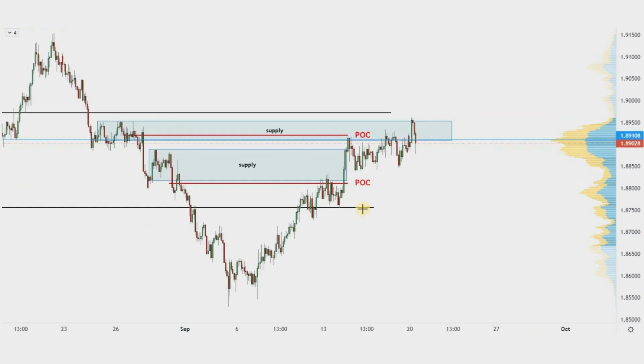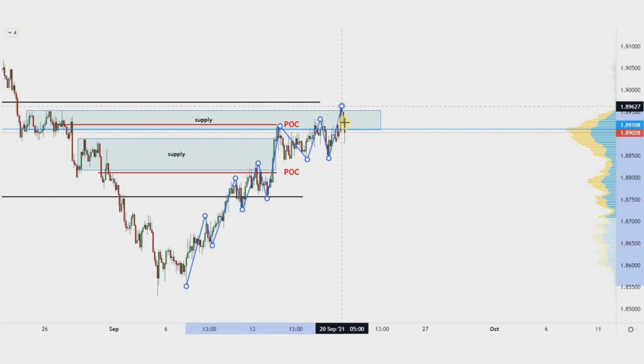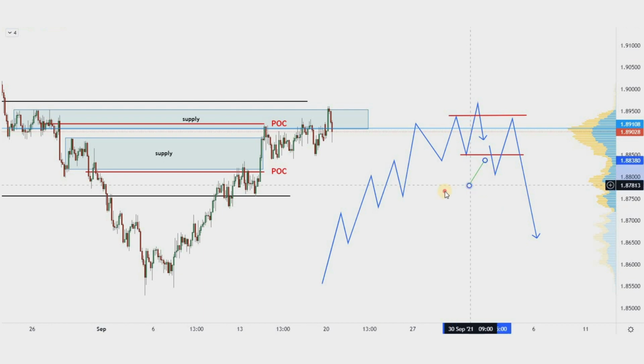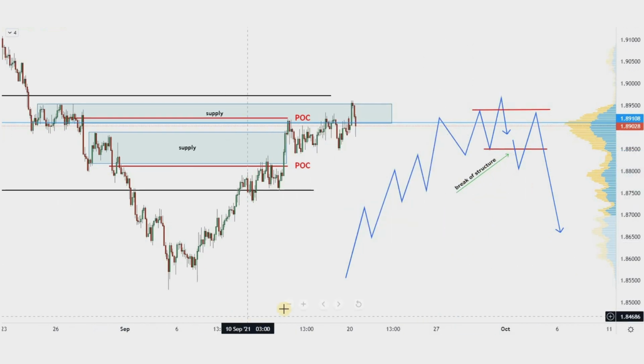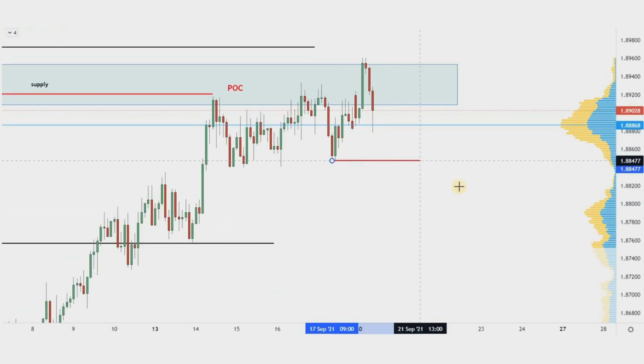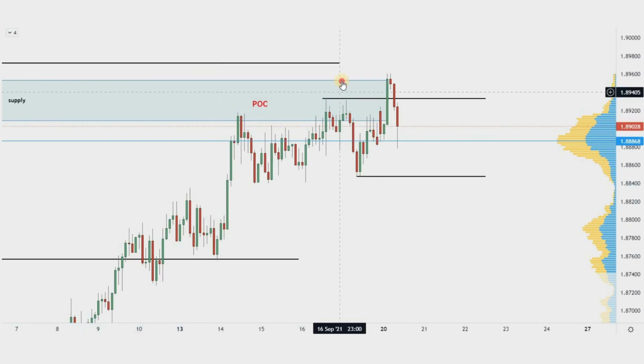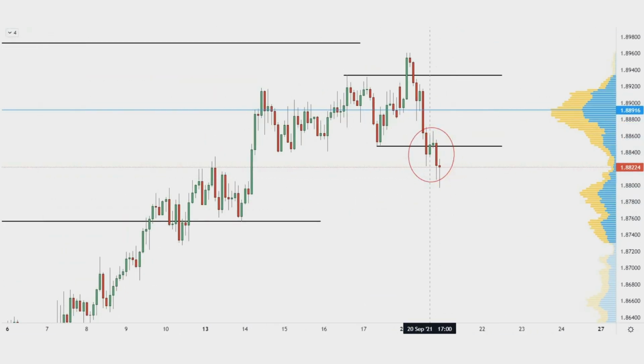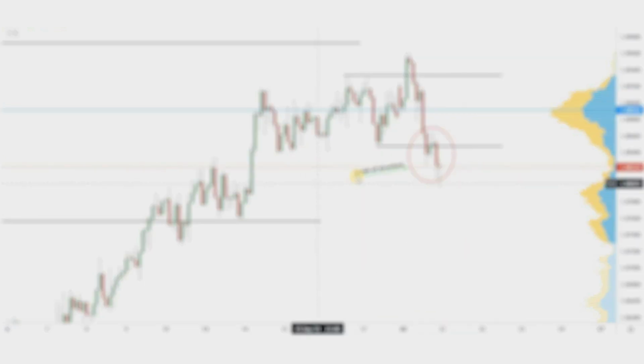We highlight again the developed structure to illustrate it better. The final confirmation for our setup will be the break of the last higher low of the mini uptrend. We cleaned the chart a little bit in order to focus on our confirmation structure. Price finally broke the structure.